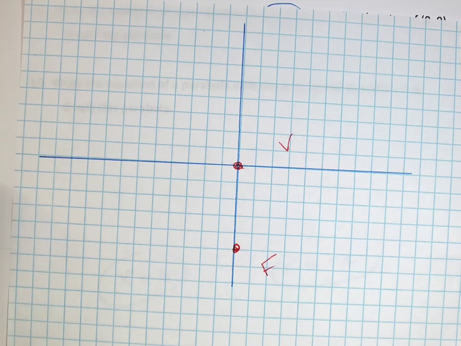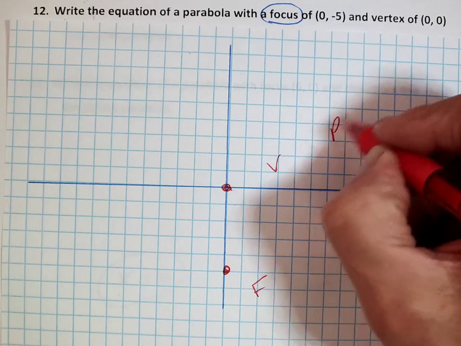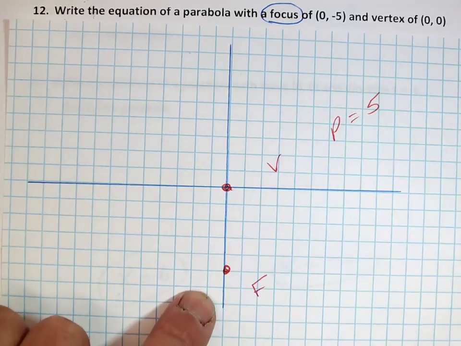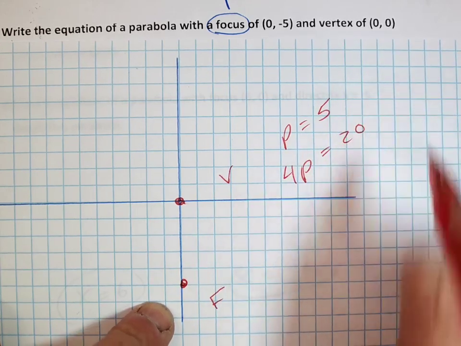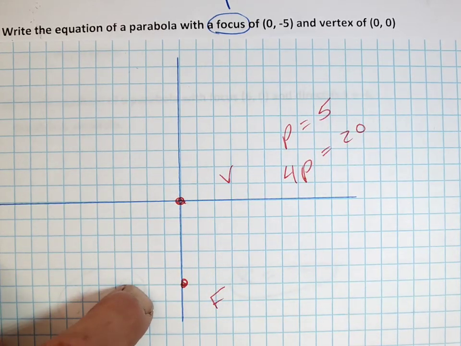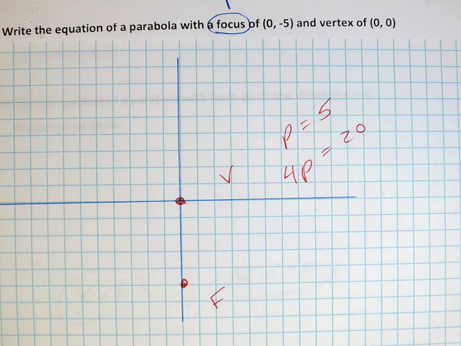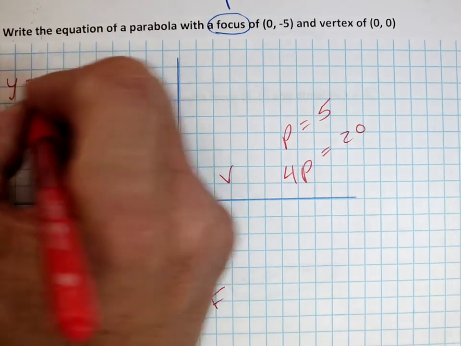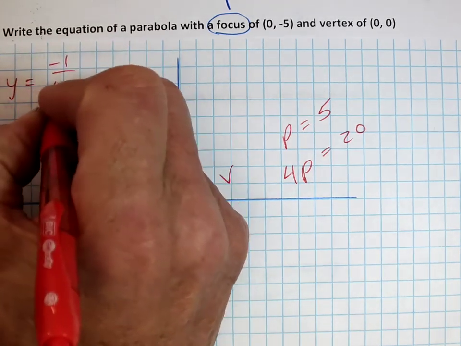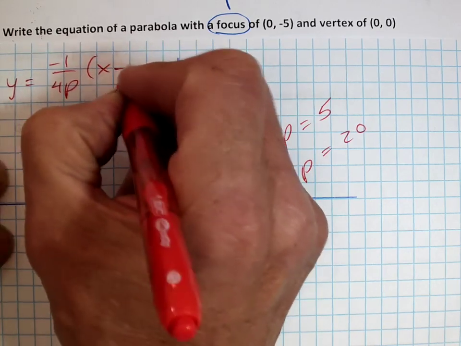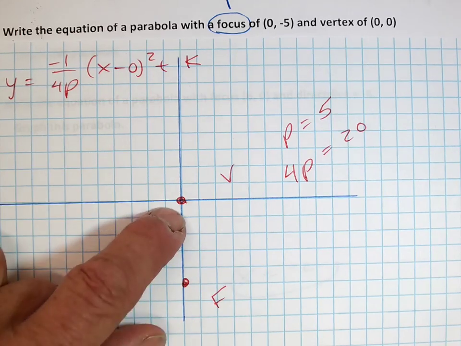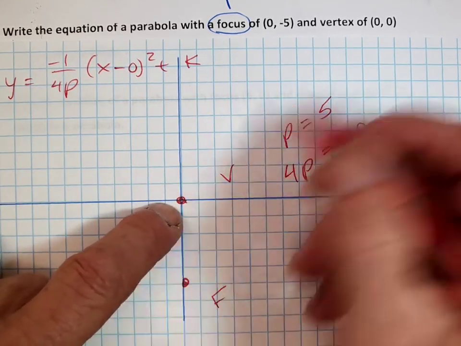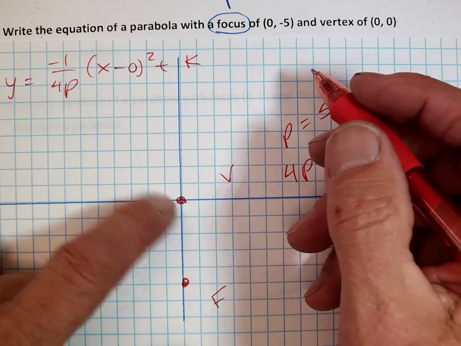So here's what I know. I know that P is equal to 5. Okay, and so 4P has to be 20. Now the equation I need is this one. Okay, I need this equation here. You guys can see it? So I need y equals -1 over 4p times x minus 0 squared plus k. Now, since the vertex is 0, 0, then h and k are both 0. So what I need to do is this.